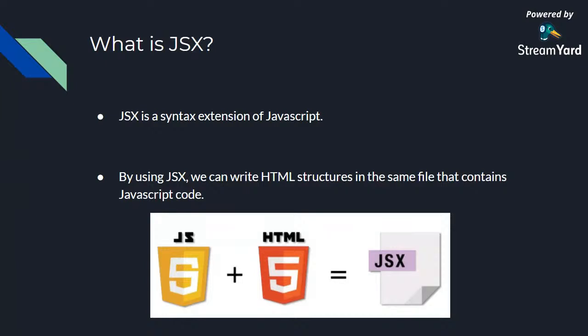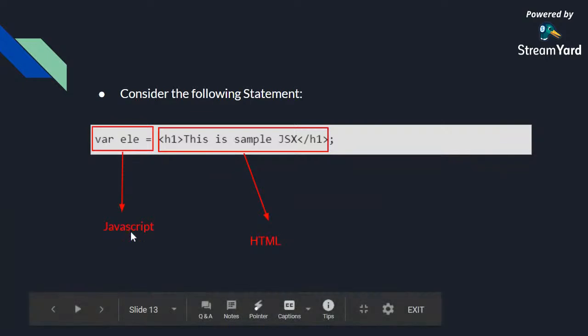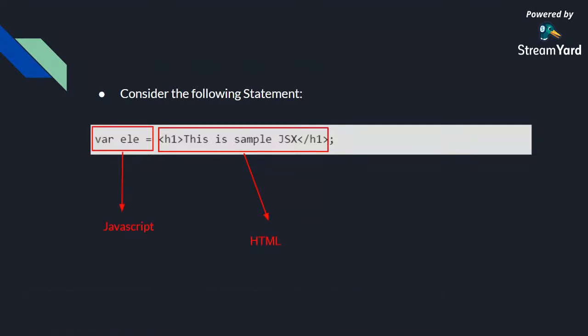Let me give you an example of how it looks. So consider this following statement. You can see this is var element ele. We can give any name to the variable, and this is the HTML part. So we are giving a variable ele the value as an HTML structure. So this particular part you see is JavaScript, and this particular part you see is HTML. So we are technically giving a JavaScript variable an HTML value. This gets combined and forms a JSX part.